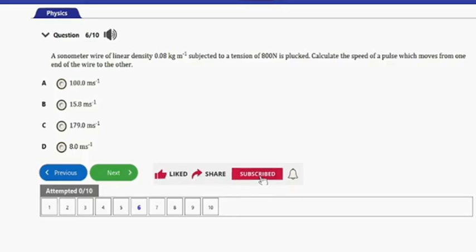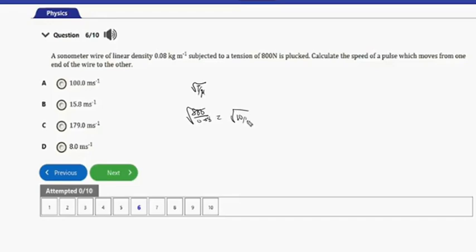Calculate the speed of a pulse which moves from one end of the wire to the other. Alright, so guys, this is actually simple for us to do here. The speed here will be equal to the square root of T over mu, where T is 800 newtons, that's the tension here, and mu is the linear density, that's 0.08. So that would be the square root of 10,000, and that's 100, guys. So option A is the answer to this question.